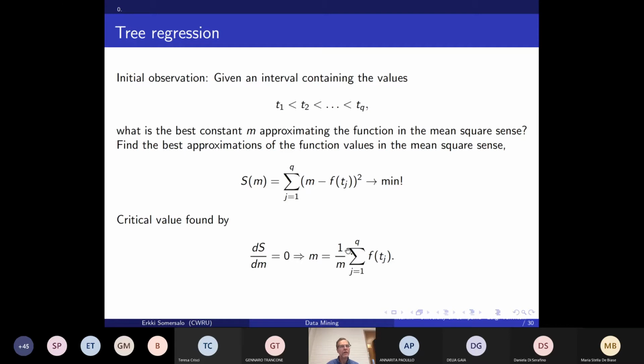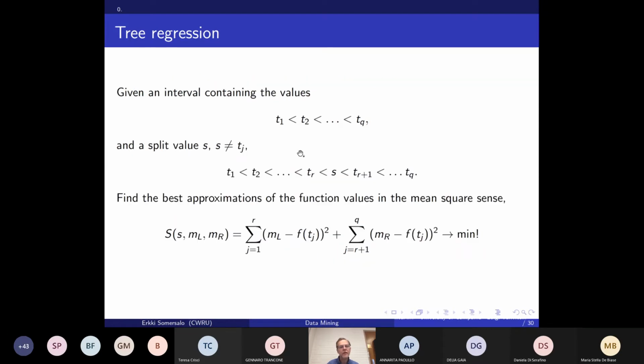So that is not surprising. That would be your guess probably if I would ask you what is the best approximation in the mean square sense for the function. I think everybody would say, well, let's use the mean value, and that indeed is the case. So it is the minimizer of this. Now, let's make it a little bit more complicated.